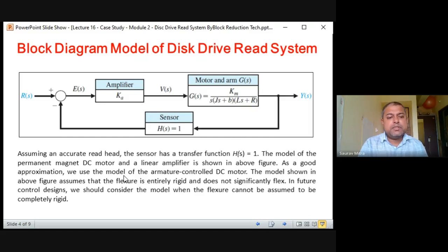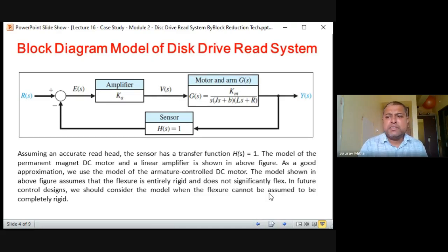So as a good approximation, we use the model of the armature controlled DC motor. The model shown in the above figure assumes that the flexure is entirely rigid. So whatever flexure is there at the head is actually rigid and does not significantly flex. It doesn't move much. In future control designs, we should consider the model when the flexure cannot be assumed to be completely rigid. So if the flexure is rigid, then we get one type of response.